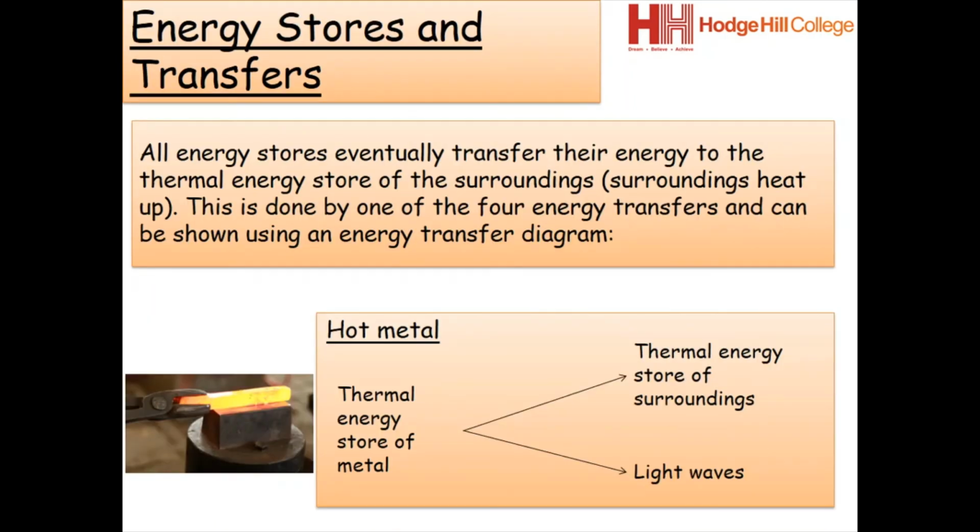Okay, so all energy stores will eventually transfer their energy to the thermal energy store of the surroundings. That will all eventually be transferred to the air, basically. This is done by one of the 4 energy transfers and can be shown using an energy transfer diagram. So in this example, it's a hot metal again. The thermal energy is in the thermal energy store of the metal. This will be transferred to the thermal energy store of the air surrounding it, and also be transferred into light waves. So 2 different types.